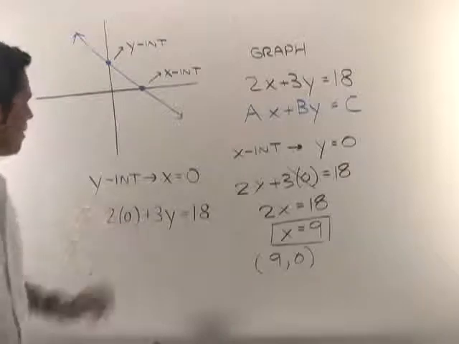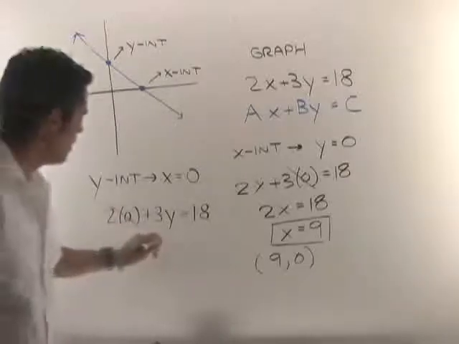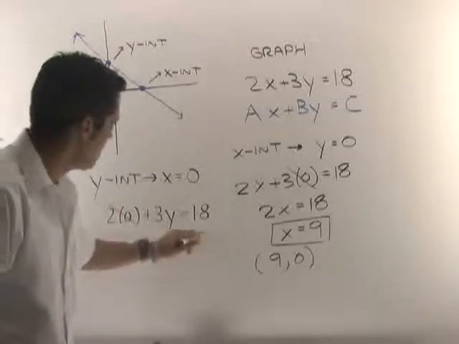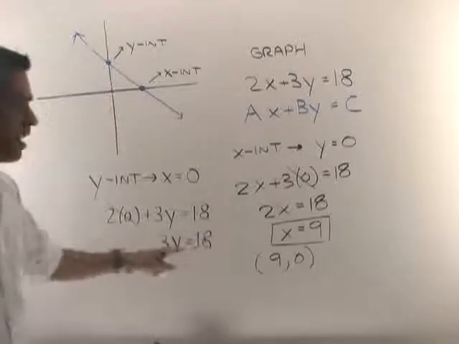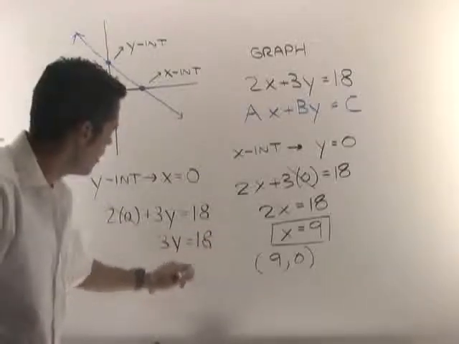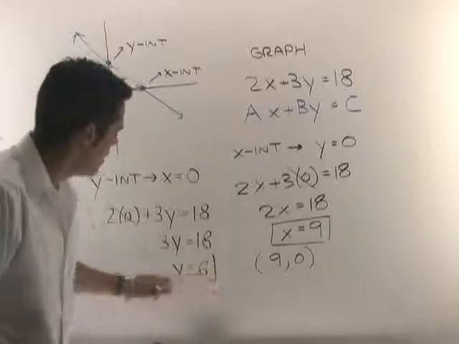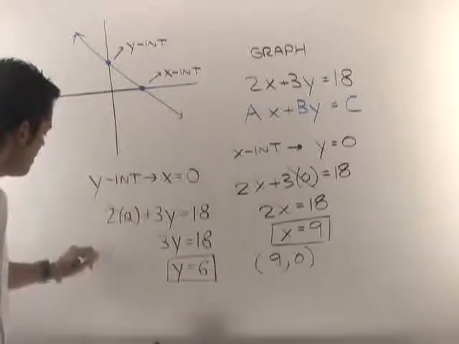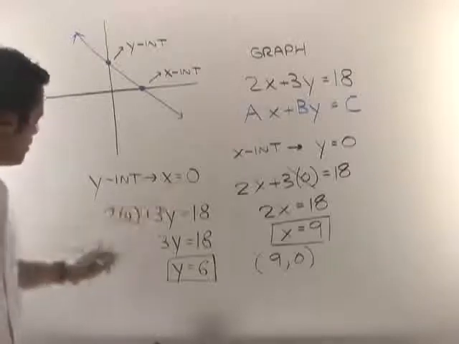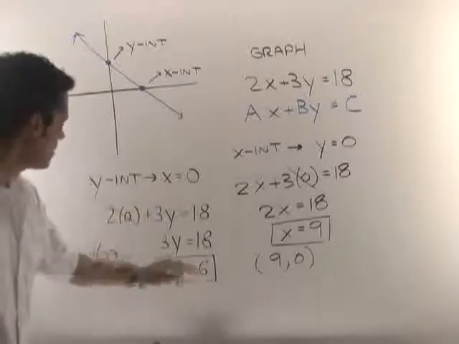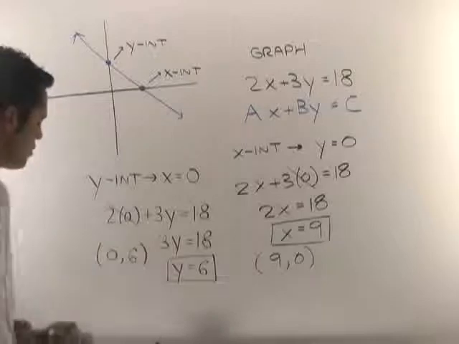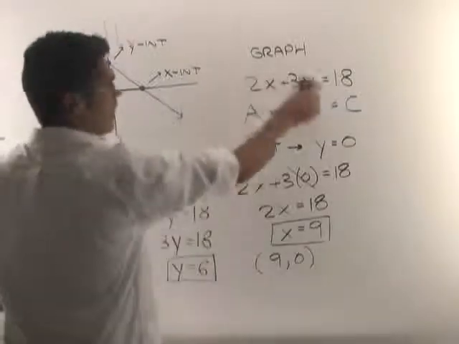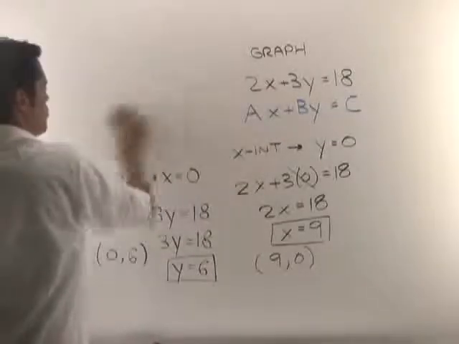Now 2 times 0 we know goes away and is 0. We're left with 3y equals 18. We divide both sides by 3. We get y is equal to 6. Therefore, the point that represents our y-intercept is the point, now remember x was 0 and y turns out to be 6.